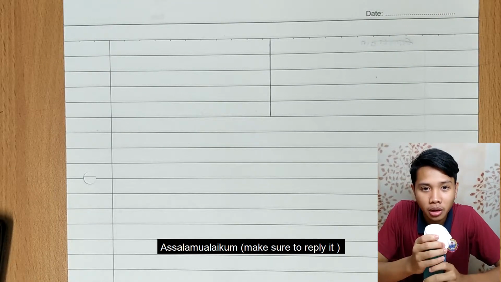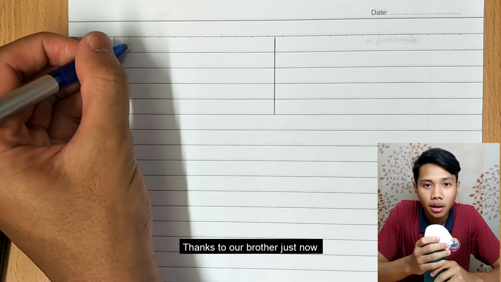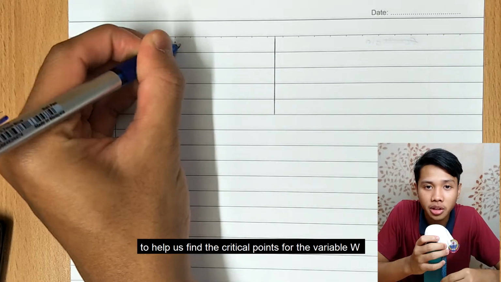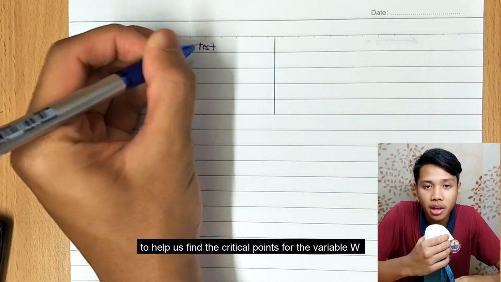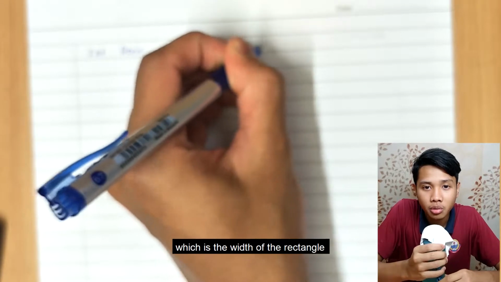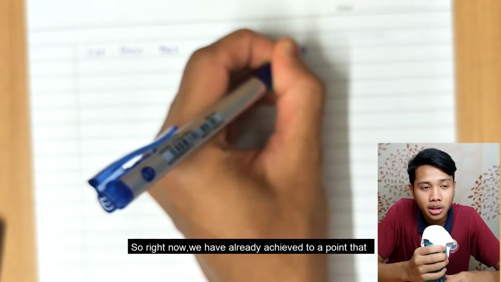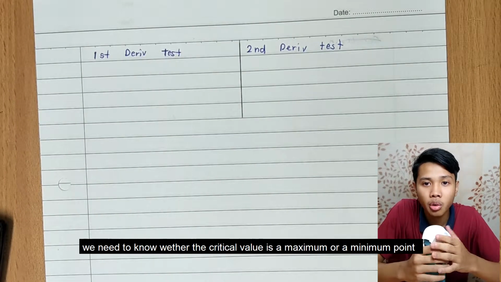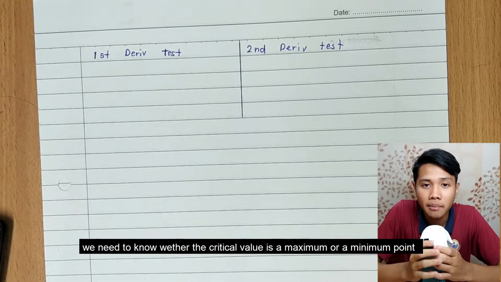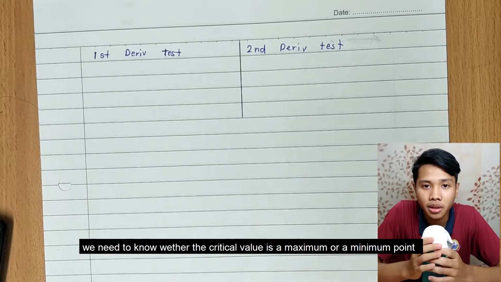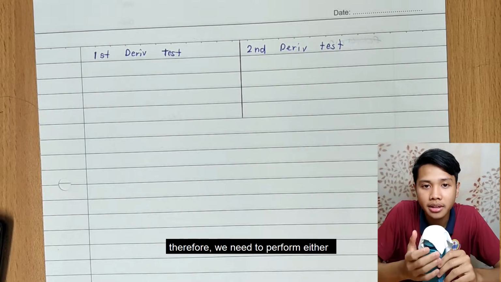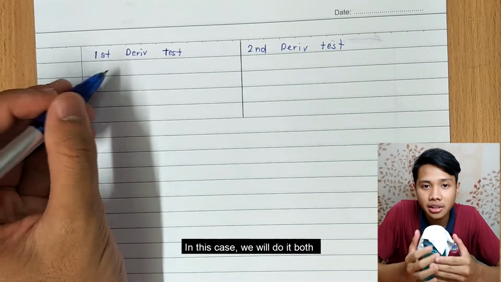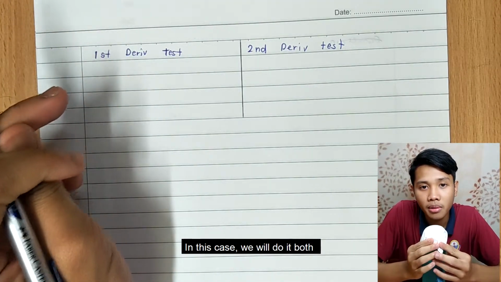Assalamualaikum warahmatullahi wabarakatuh. Thanks to our brother just now for helping us find the critical point for the variable W, which is the width of the rectangle. Right now we need to know whether the critical value is a maximum or a minimum point. Therefore, we have to perform either the first derivative test or the second derivative test. In this case, we will do both, because why not, right?